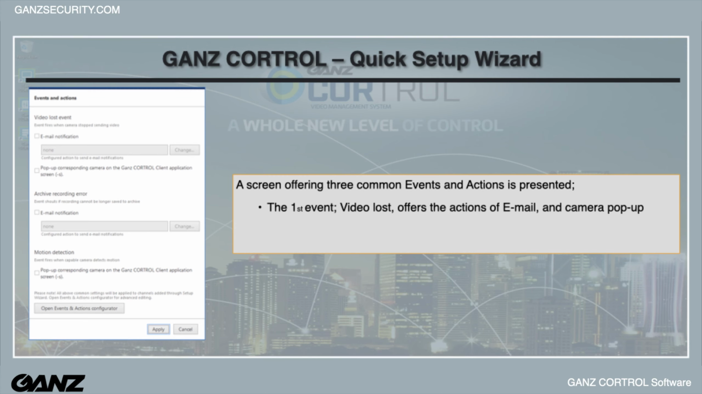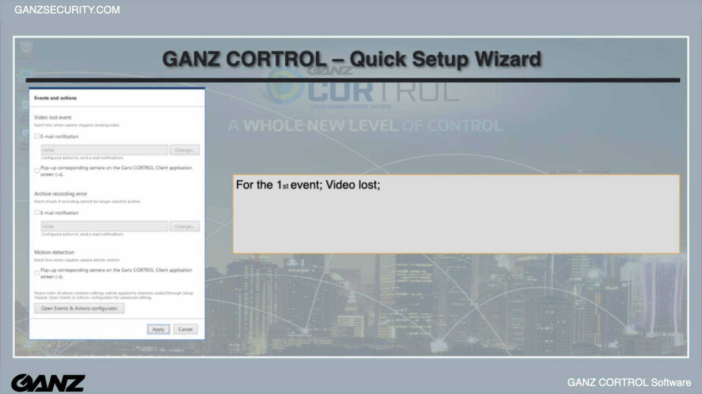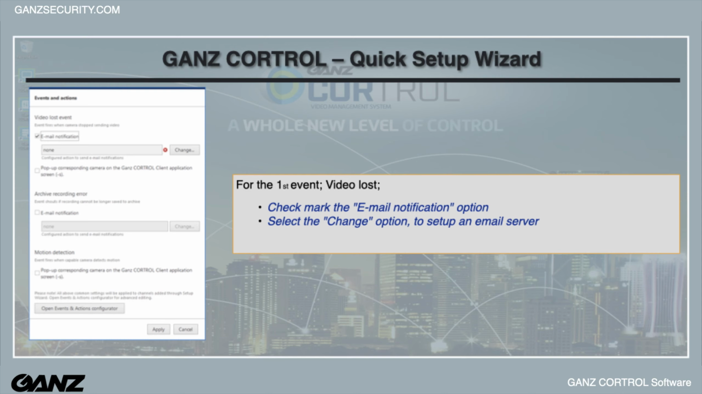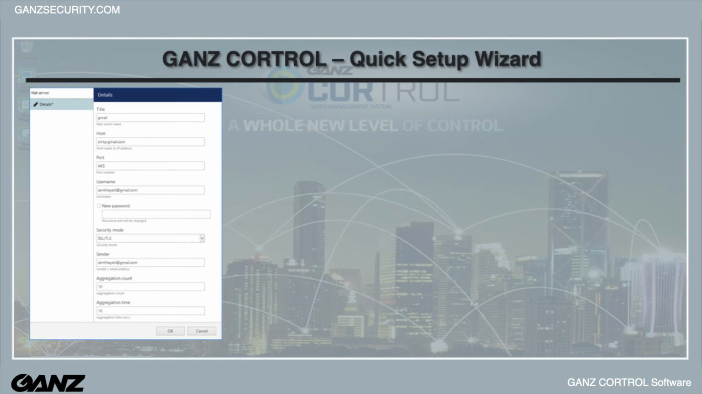The first event, Video Lost, offers the actions of email and camera pop-up. The second event, Archive Recording Error, offers the action of email notification. The third event, Motion Detection, offers the action of camera pop-up. For the first event, Video Lost, checkmark the email notification option. Select the Change option to set up an email server. Select the plus New Action option.